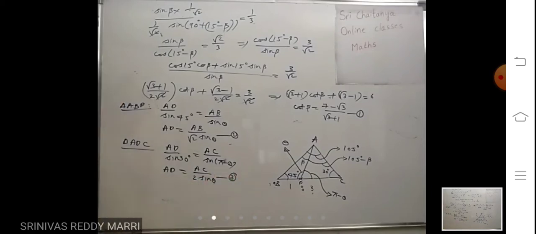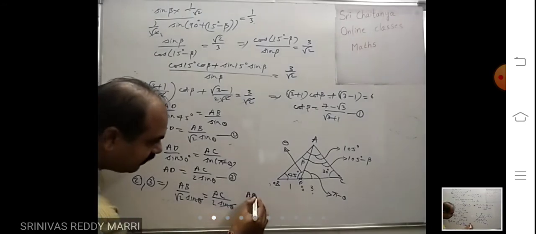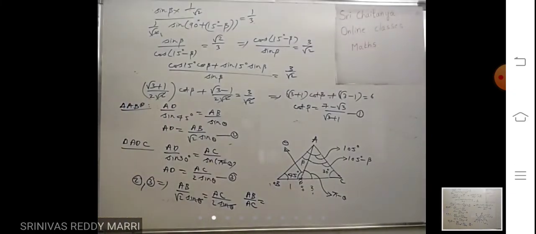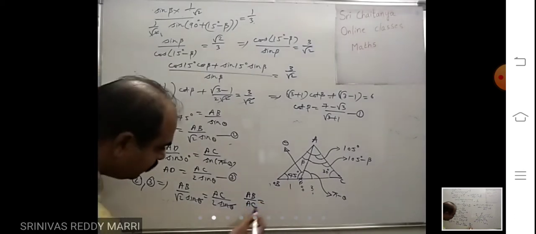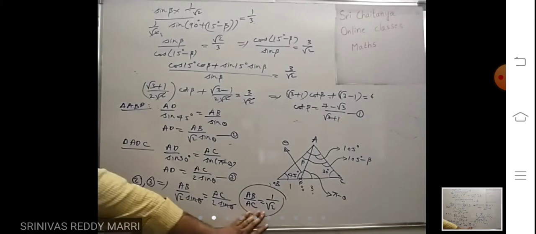So let us say this is the third equation. From 2 and 3, AD is common, so both are equal. That means AB divided by root 2 sine theta equals AC divided by 2 sine theta. So sine theta gets cancelled. That means you got AB by AC equals root 2 divided by 2, that means 1 by root 2. This is what I got as the answer.